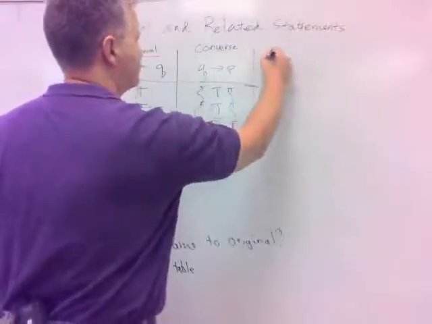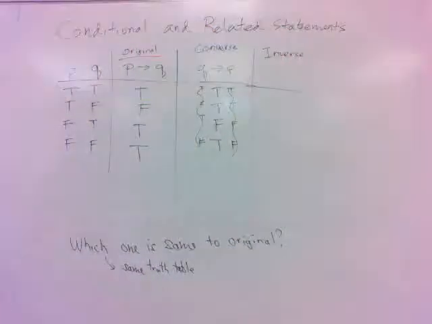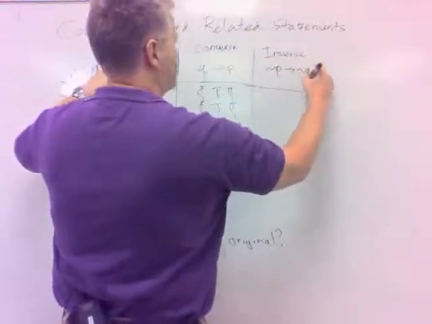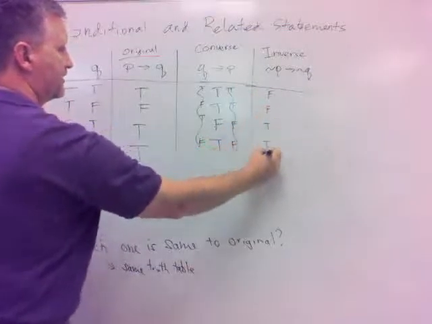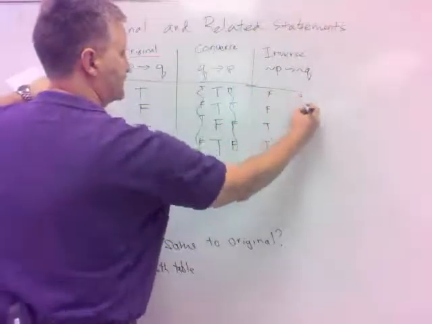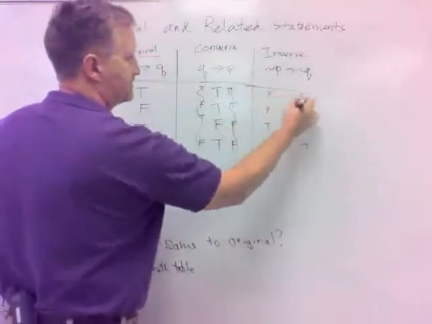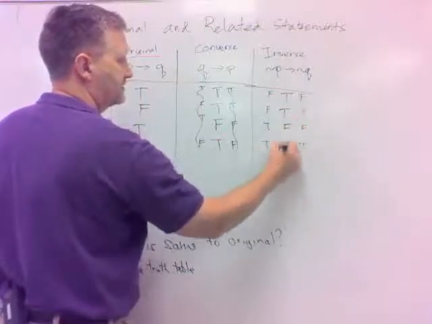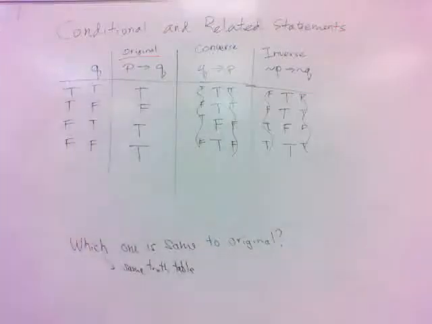What about the inverse? Well, the inverse negates. All right, so we negate: not P arrow not Q. That's what the inverse does. So the not P would be false, false, true, true down the line. The not Q would be false, true, false, true. And we arrow those together. False arrow false is true. False arrow true is true. T arrow F is false. And T arrow T is true. And again, comparing to the original, not quite the same, is it?